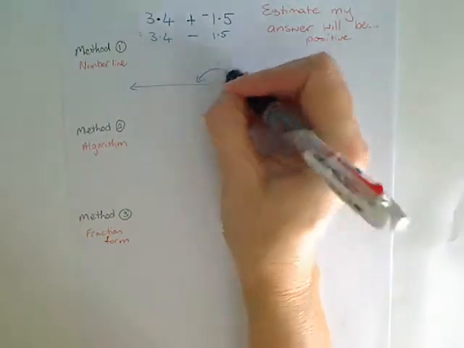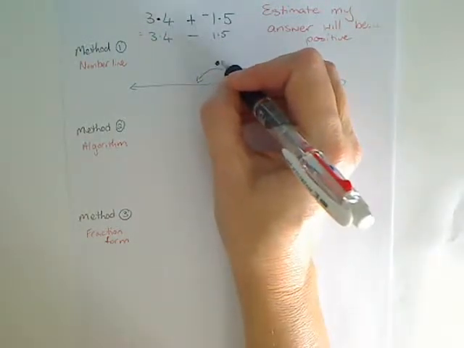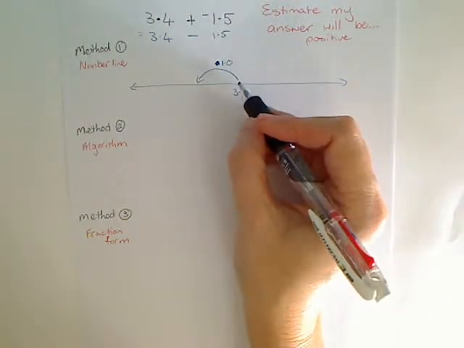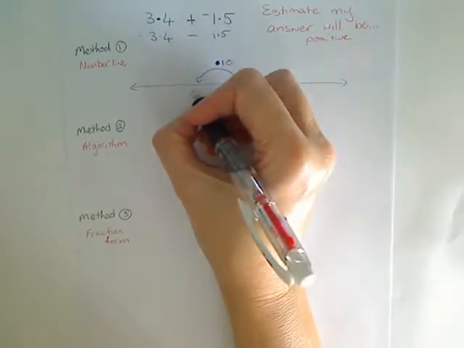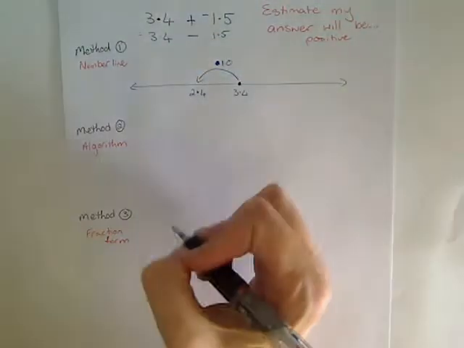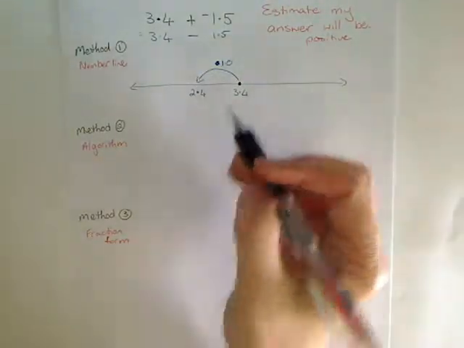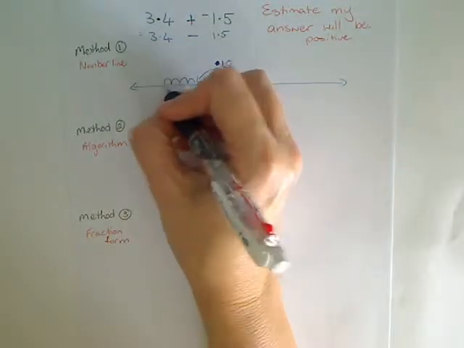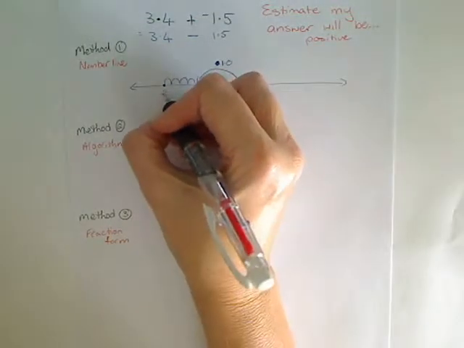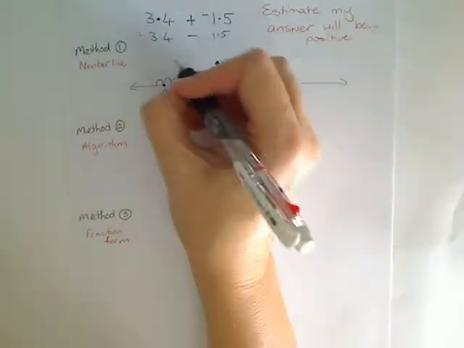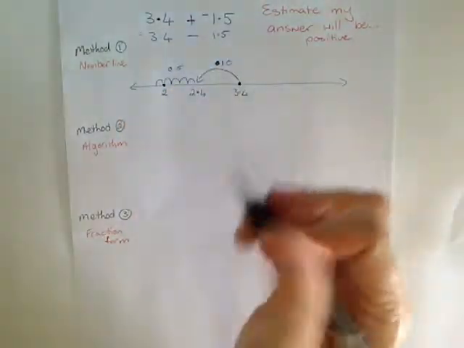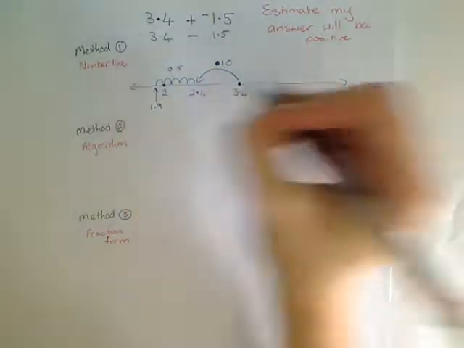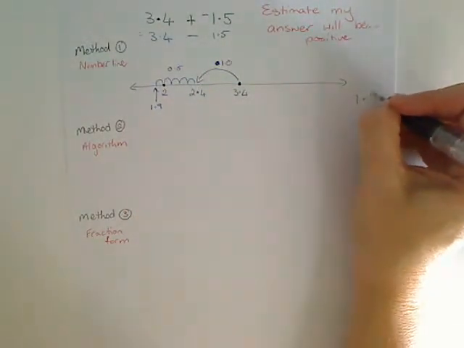So I go left by 1 whole. So I was at 3.4, moving to the left I get to 2.4, and now I have to move another 0.5. 1, 2, 3, 4 would take me to 2, and I've got to go 5 though, 0.5. And so my answer lies here, and it's 1.9. I'll just pop that over there.